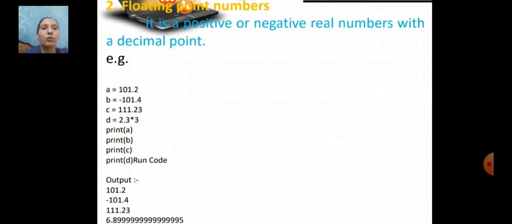Then we have the floating point number. It is a positive or negative real number with a decimal point. For example, we declare a equals 101.2. It is a floating point number as it contains a decimal.